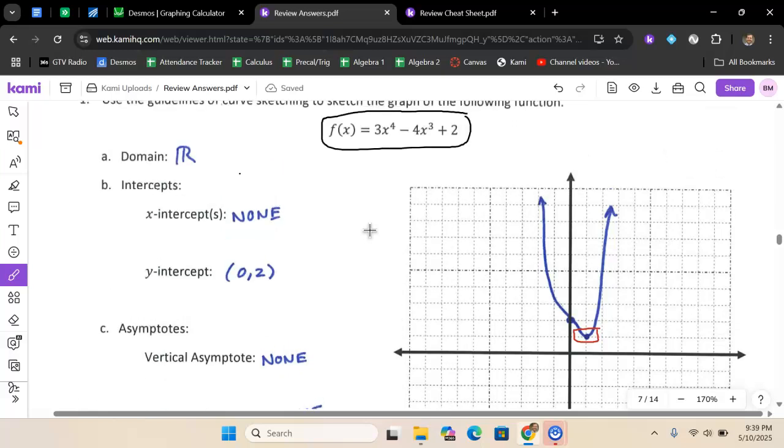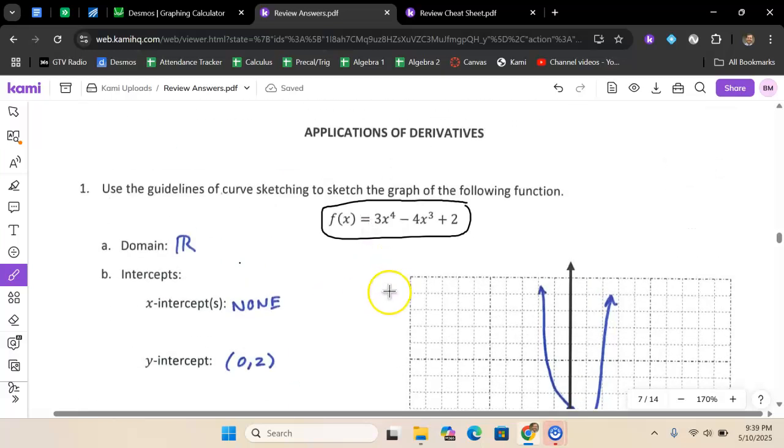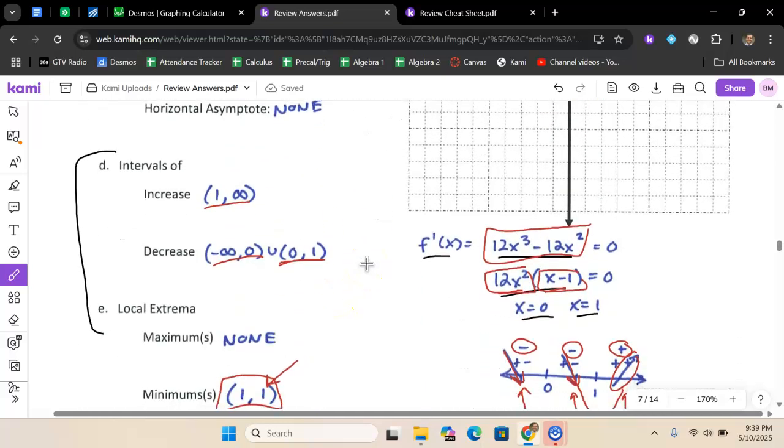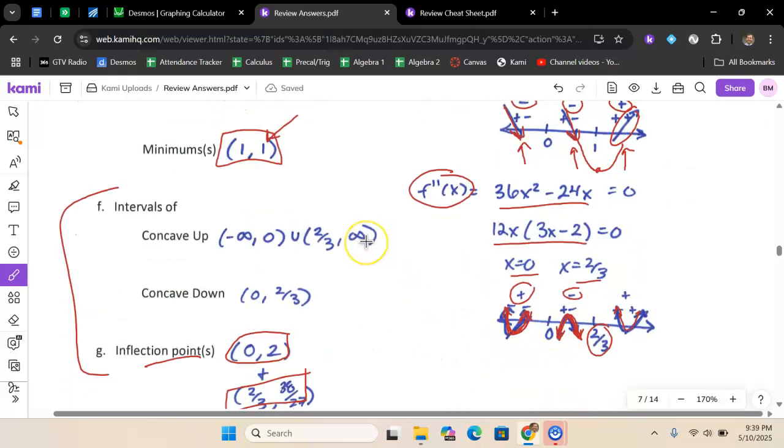Okay, so that is curve sketching. Again, I think it's going to be laid out pretty nicely for you. If you have a graphing calculator, I think you should be able to get a lot of that information, but you are going to need to show the first derivative and second derivative and finding those critical numbers.